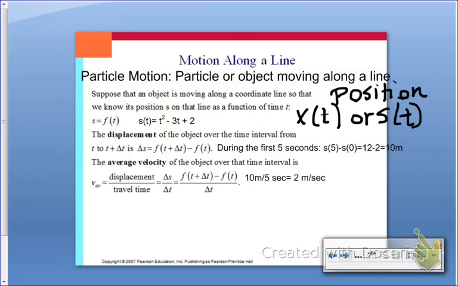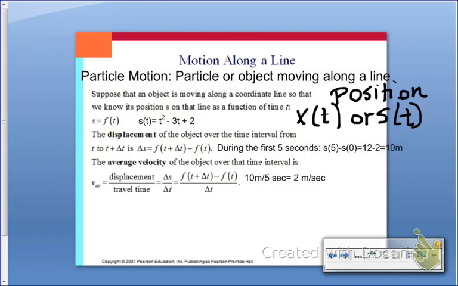And then calculate it out. So how do we get the 12 minus 2? You plug in the 5 into the t squared minus 3t plus 2. Then you plug in 0 into t squared minus 3t plus 2. And that'll give you the 12 minus the 2, which is equal to 10. Notice that we're going to start putting units on things. Units become very important in these application problems. So 10 meters is its displacement during the first 5 seconds.